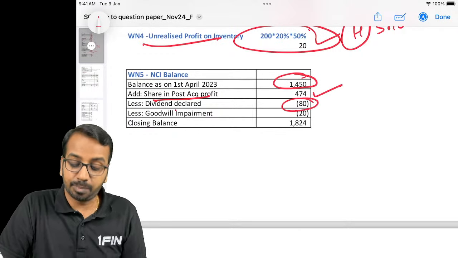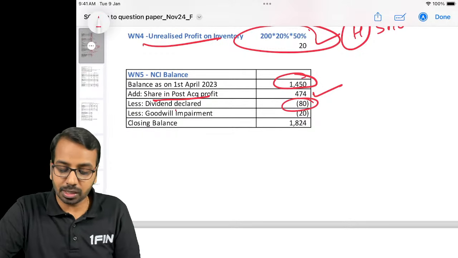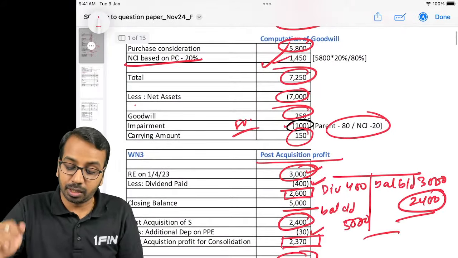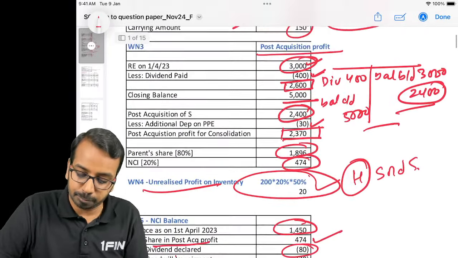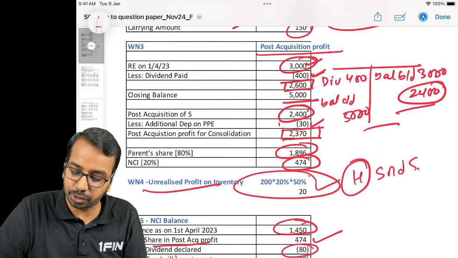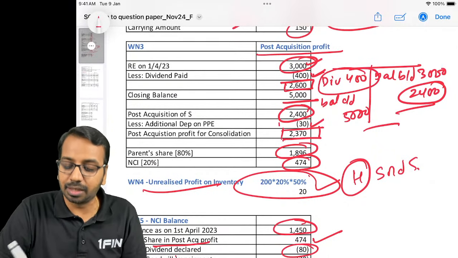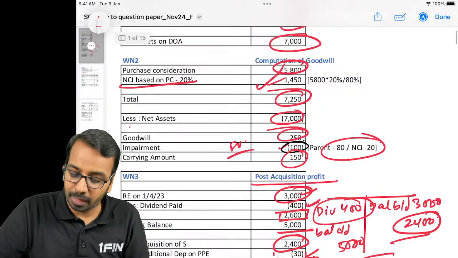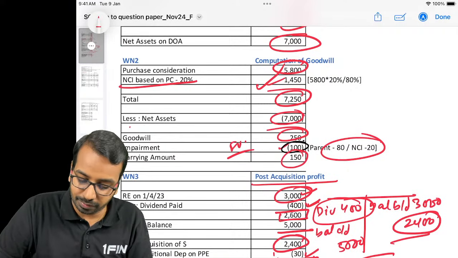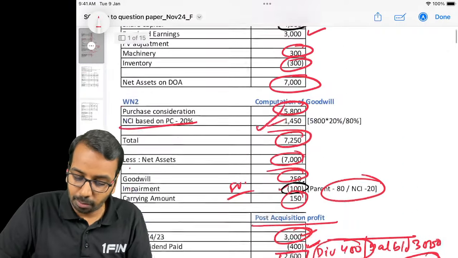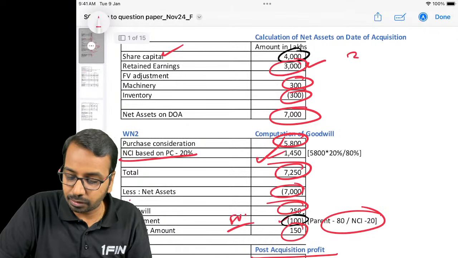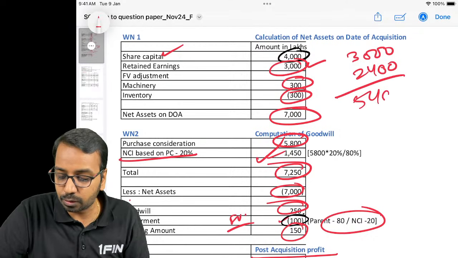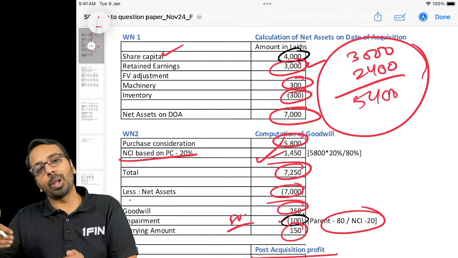Dividend declared 80. Now this dividend declared we have reduced here because this is the amount that is payable to the NCI. Now why have we deducted here? Because here while calculating the post acquisition profit we have adjusted the dividend impact. Just understand this logic: in a way what we have said is my retained earnings as on date of acquisition is 3,000, my post acquisition profit is 2,400, so 5,400 is what I am considering while doing all the calculations.